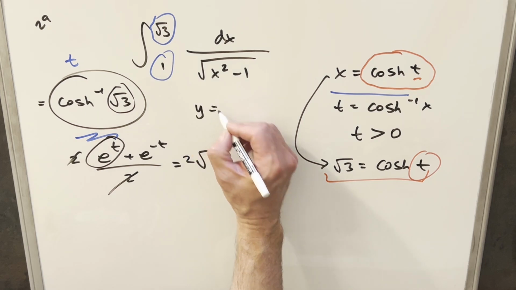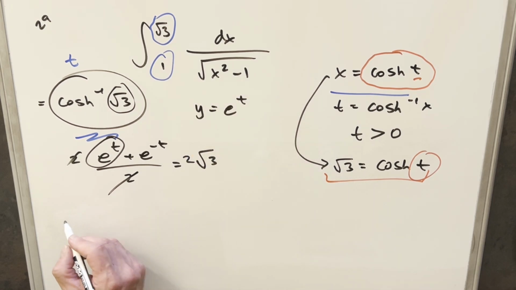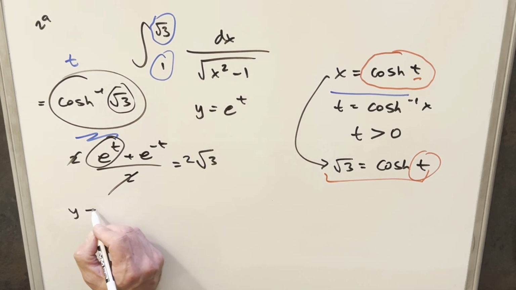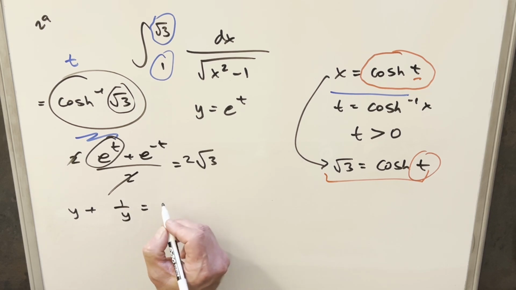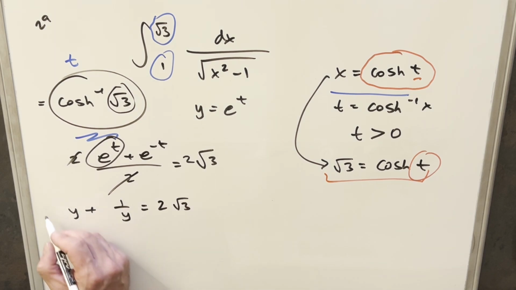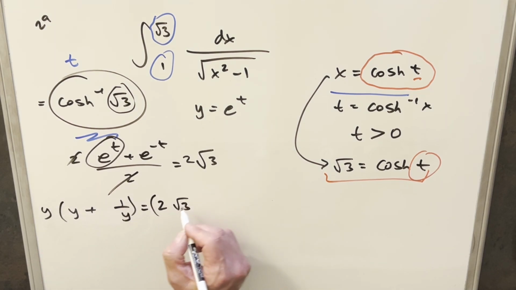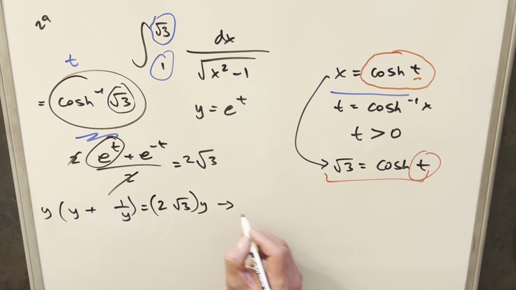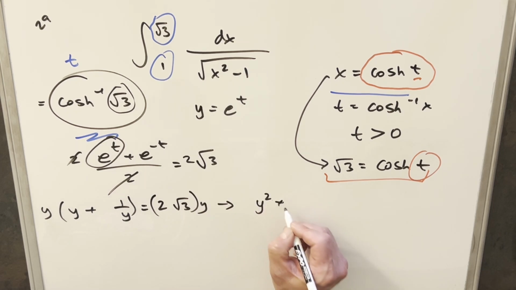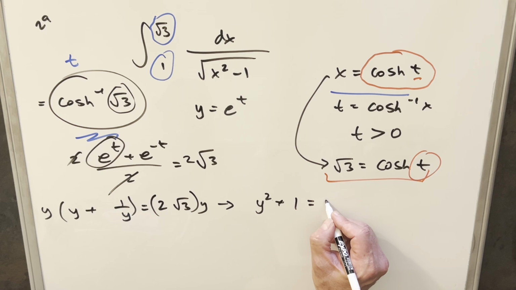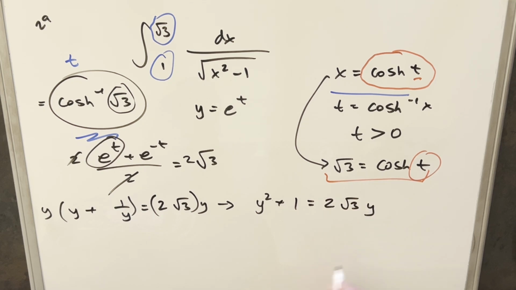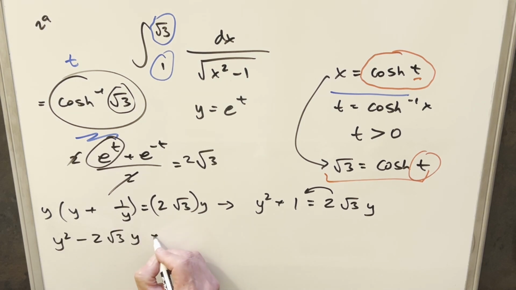And then I'll just make a substitution in order to simplify this. I'm going to set y equal to e to the t. So then that way we have here y plus 1 over y equals 2 square root of 3. And then what I can do is multiply through on both sides by y. So when I do that, we're going to end up with y squared plus 1 equals 2 square root of 3y. But then I can get everything on one side of the equation in order to have a quadratic, so this will become y squared minus 2 square root of 3y plus 1 equal to 0.